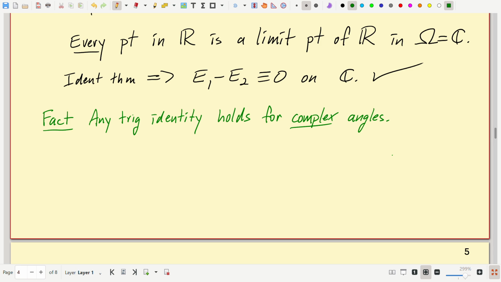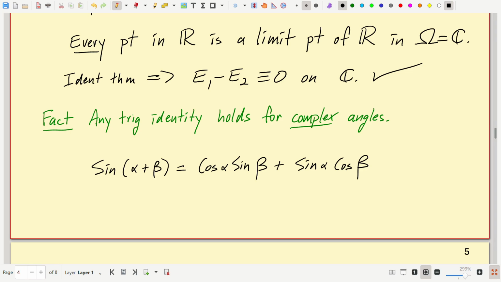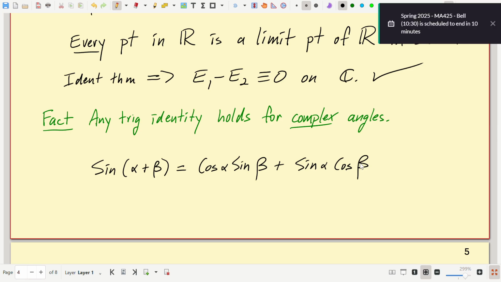For example, let's think of one. How about sine of alpha plus beta equals, I should know this one, cosine alpha cosine beta plus sine alpha sine, is that it? No, cosine beta. I'm multiplying e to the i alpha times e to the i beta in my head. Sine alpha cosine beta. Okay, so how would I show this?